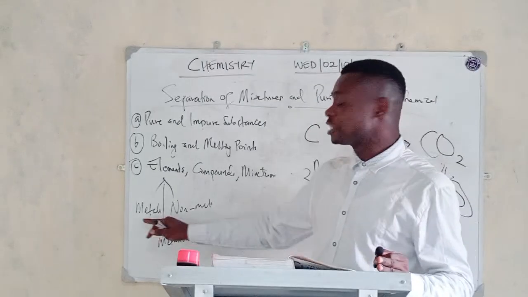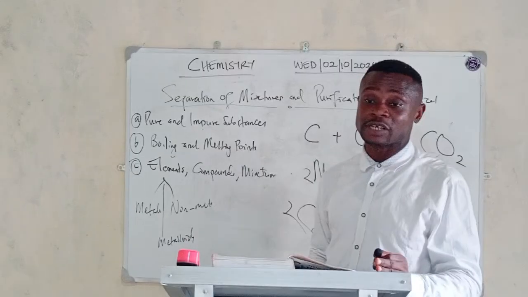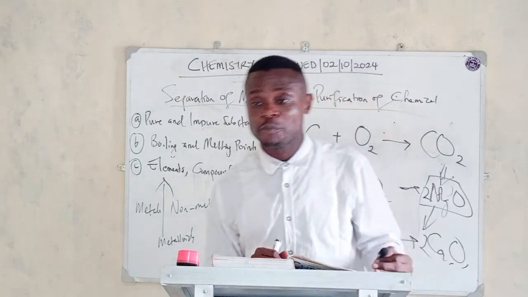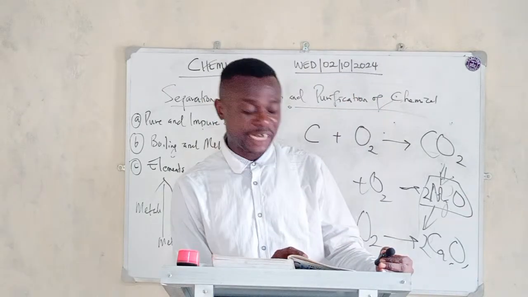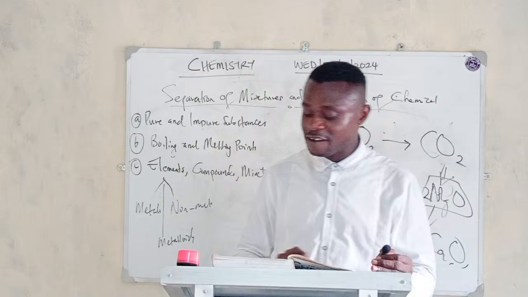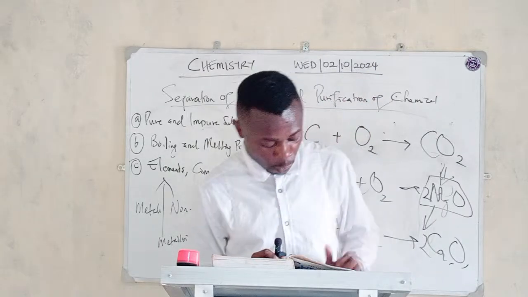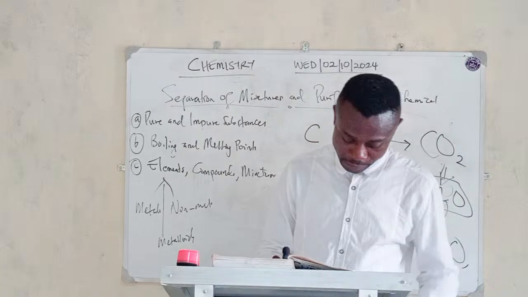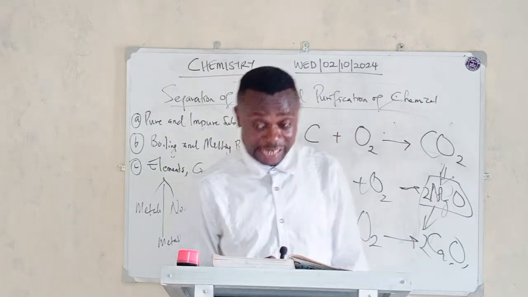We are not talking about metals in terms of their physical properties now. Now we are talking about their reactivity, their chemical properties, and how they differ from each other. So let's continue. Generally, metals are reducing agents.